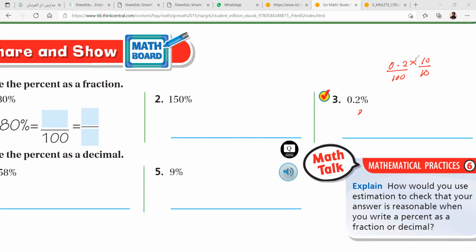Now the point shifted and it became 2. In the denominator, it became 1,000, because in the denominator you don't need to shift anything, you just need to add one more zero. Then when you simplify this, 2 times 1, 2 times 5, and cancel the zeros. So my answer is 1 over 500.